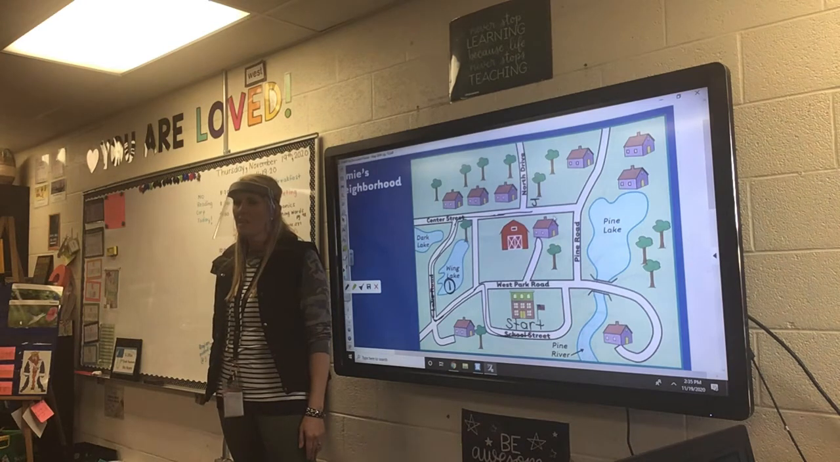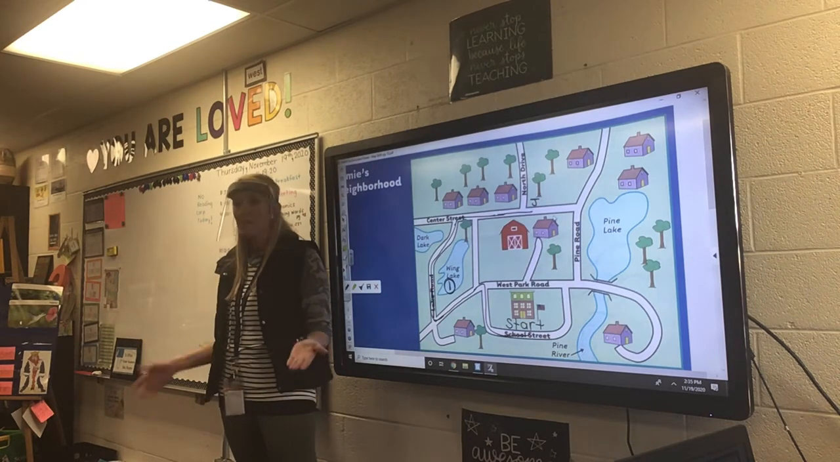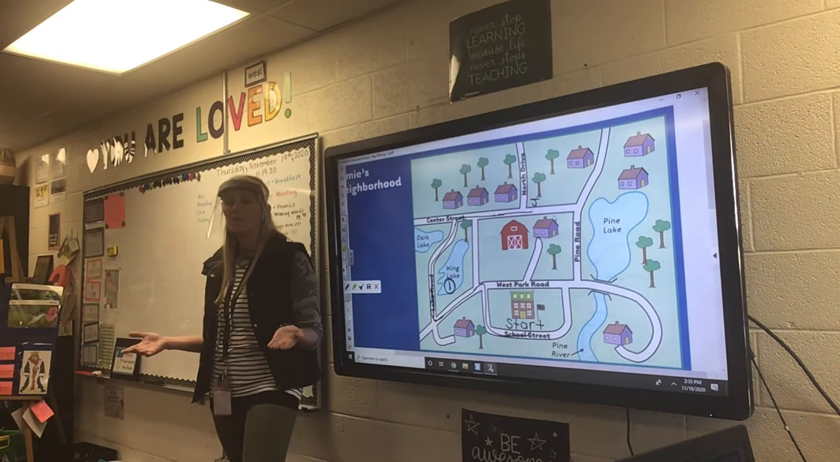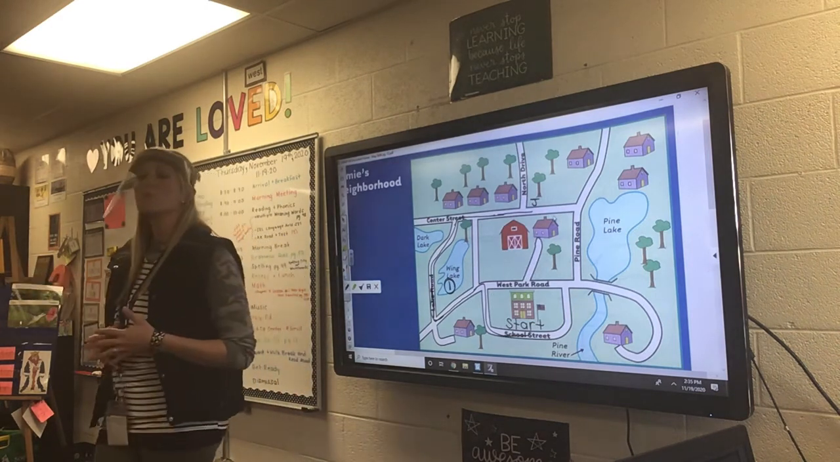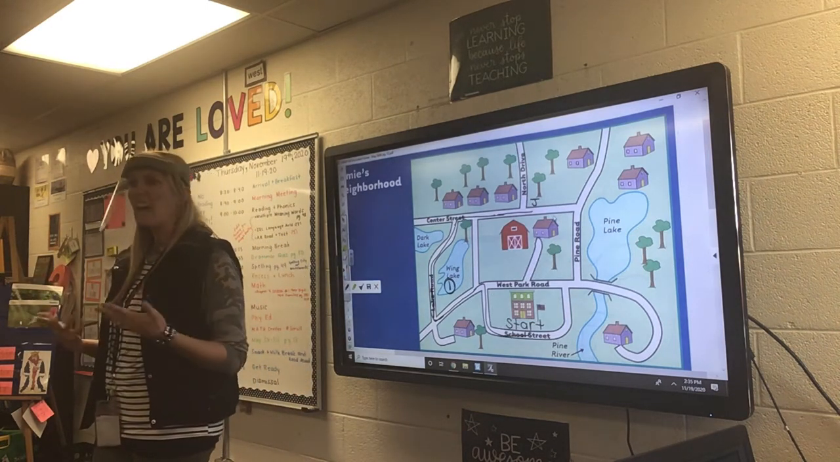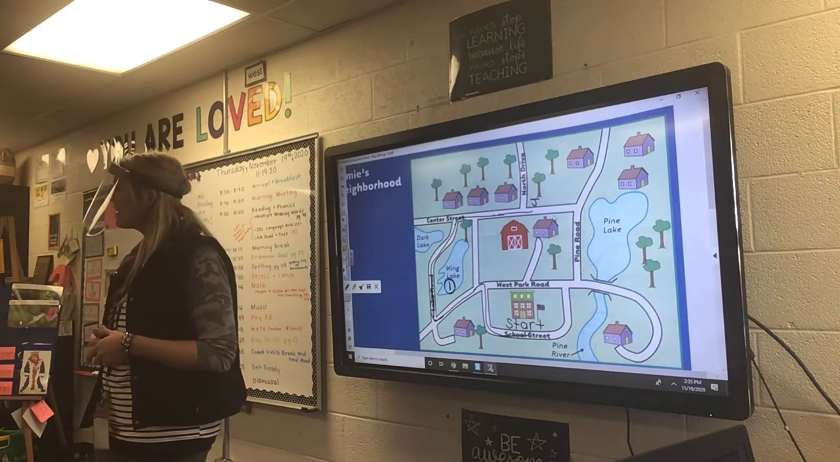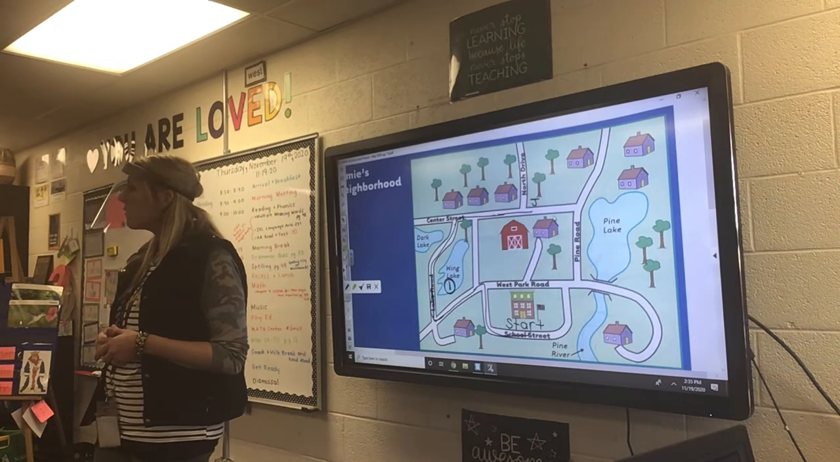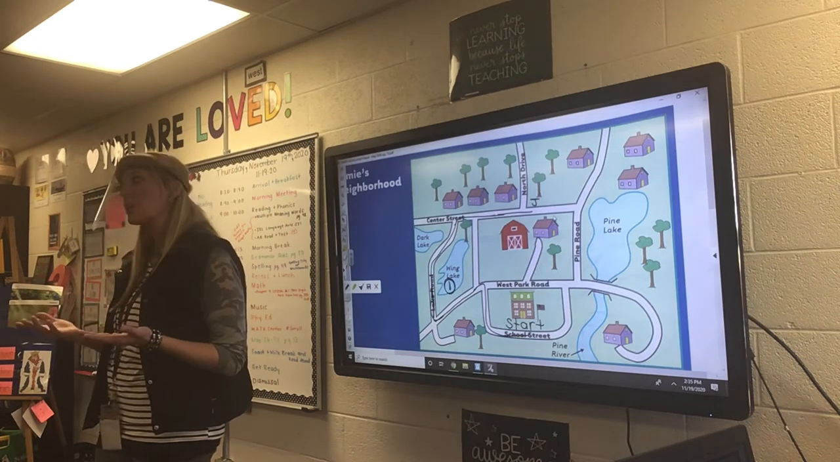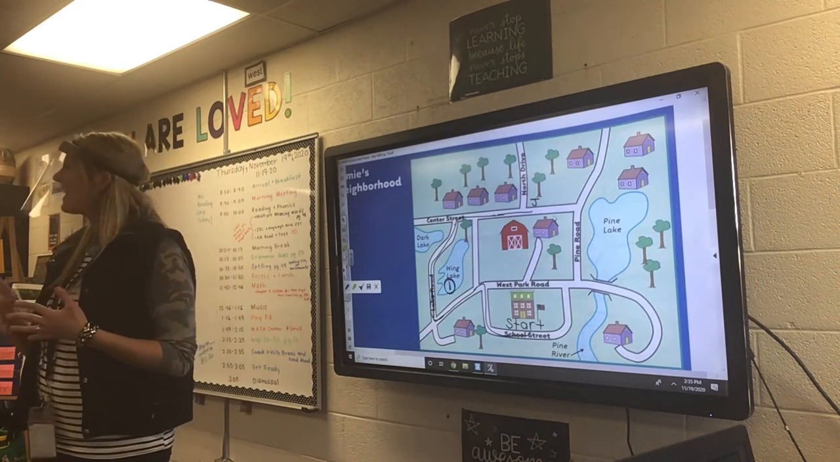Because a map is supposed to have not pictures. They're supposed to have dots or squares, like for a treasure map. It doesn't have pictures. Why do you think they do that? Why do they not use pictures? Ellie, what do you think? Because it's better to use it. Maybe a little bit easier. I'm thinking easier. Why, Kinsley?